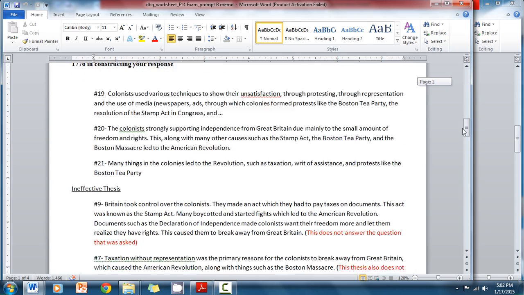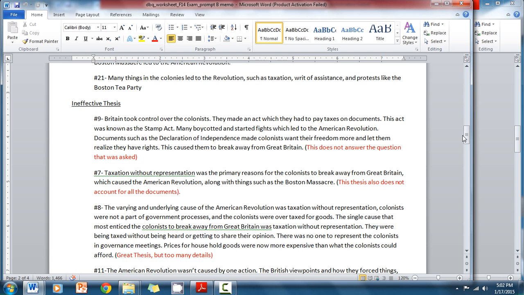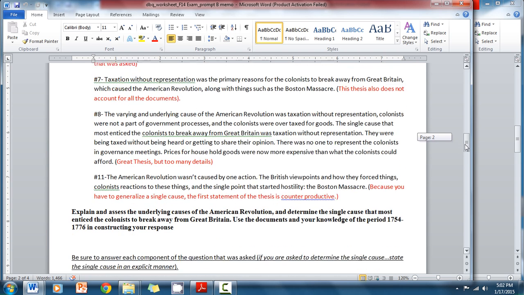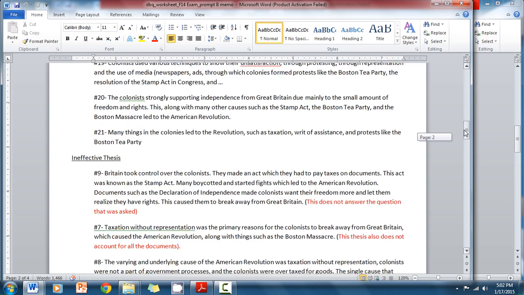So the next part of the feedback that I'm going to address is the thesis statement. Well, I've kind of been talking about the thesis the whole time, but these are examples of an ineffective thesis statement. For the most part, it just doesn't answer the question that was asked, or it's unorganized, or it's hard to follow. And so we'll look at this one by one.